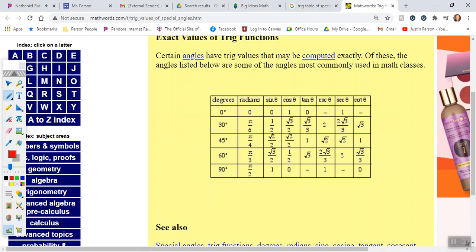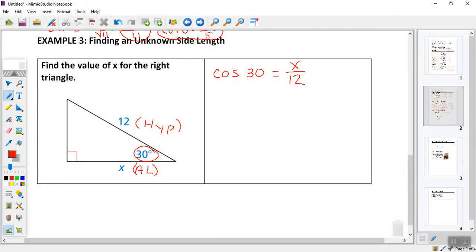Okay. How did I set that up? What trig function did we use? I said cosine of 30 degrees. What is the cosine of 30 degrees here, kids? Its value is root 3 over 2. So here's how we set this up, kids. We replace that cosine of 30 degrees with that table value, root 3 over 2, and set that equal to.